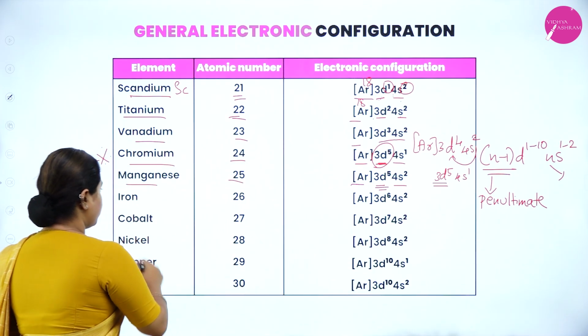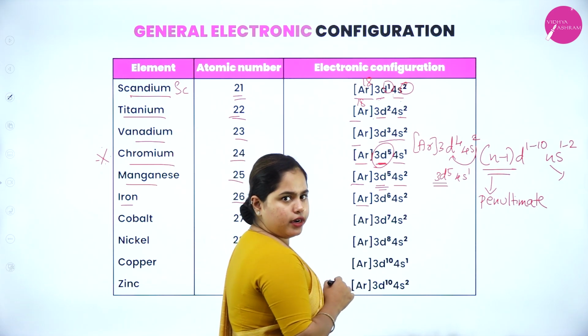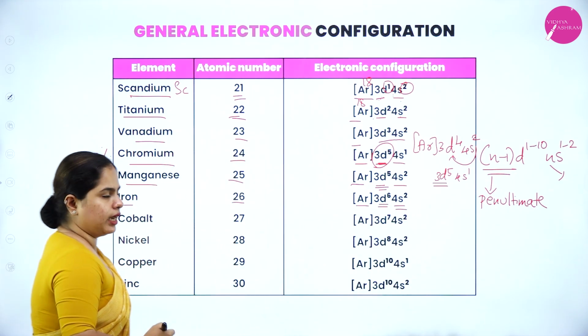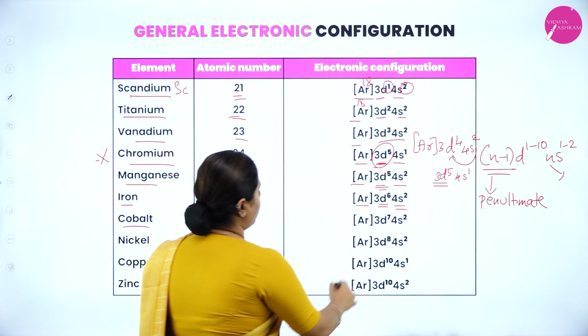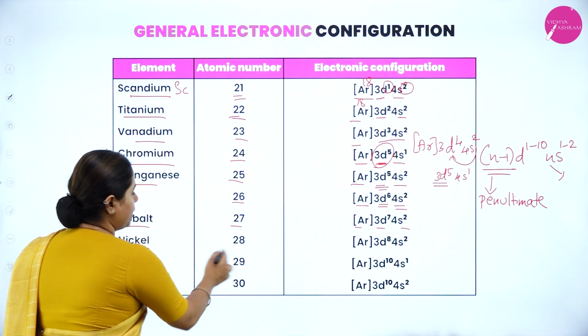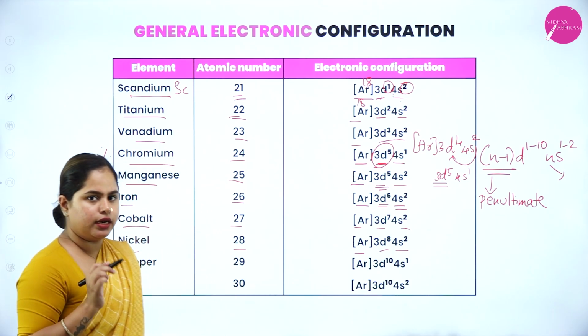Now moving on to the next one, iron. Atomic number is 26. Argon 18 is already filled. 19, 20 in 4s. The next 6 will be in 3d6. Now coming to the next one, cobalt. Atomic number is 27. You have argon 3d7 and 4s2. Nickel, atomic number 28, argon 3d8 and 4s2. Now till here it is okay.